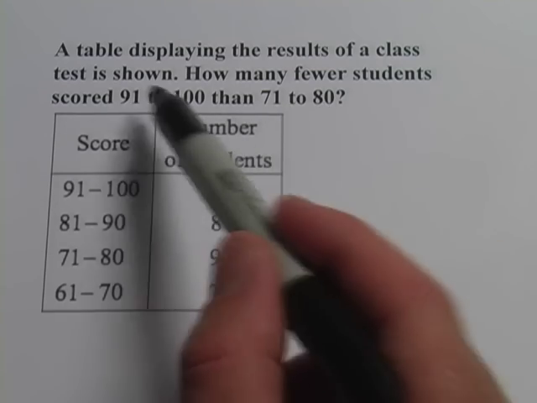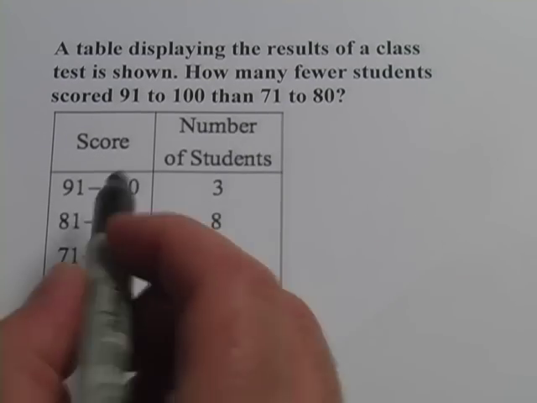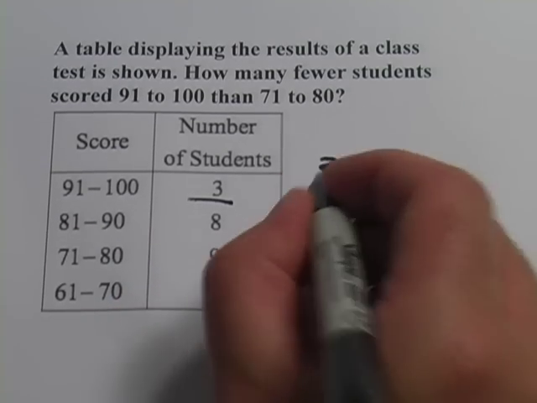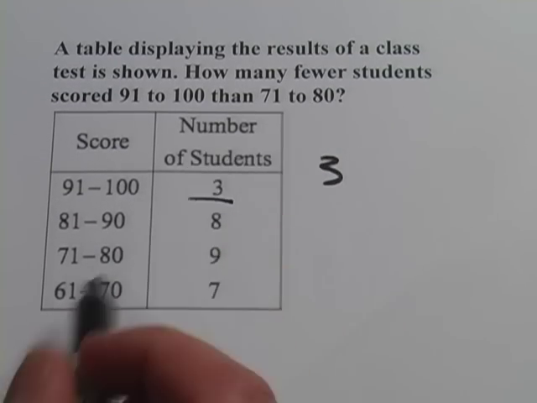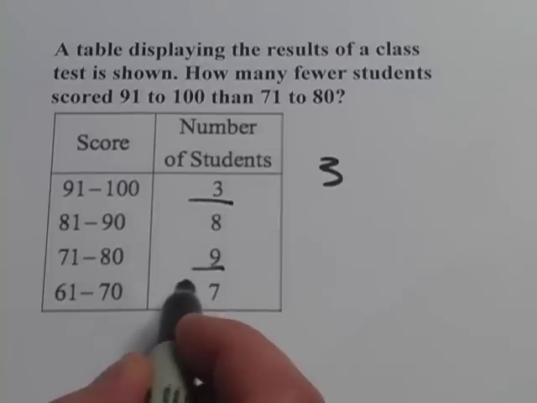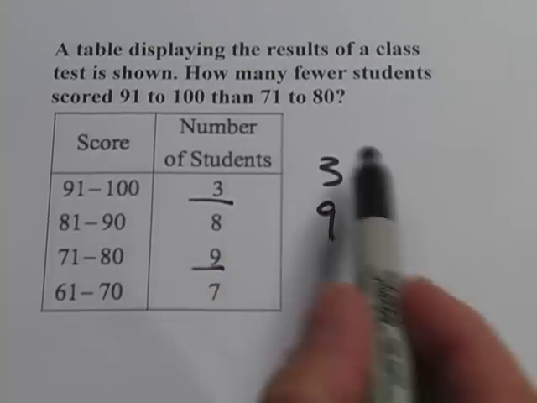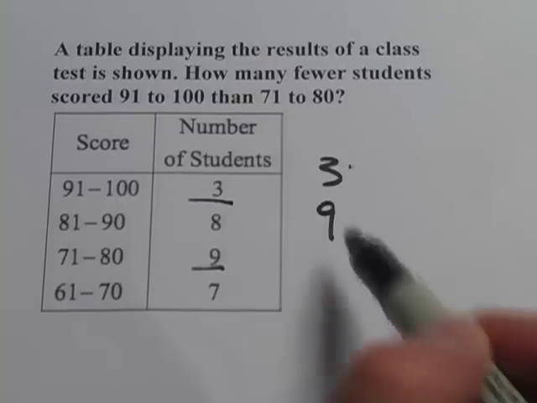So we're comparing these two. So let's look at 91 to 100. That's this number. Here's 91 to 100. There were 3 students. And 71 to 80, there were 9 students. So those are the two groups we're comparing. How many fewer scored this number than this number?